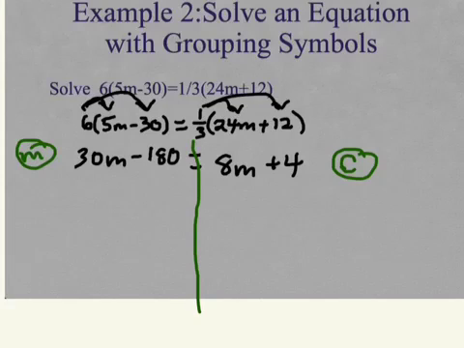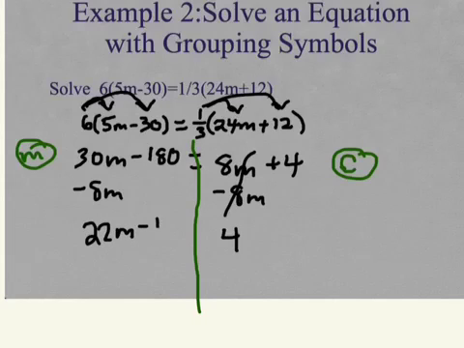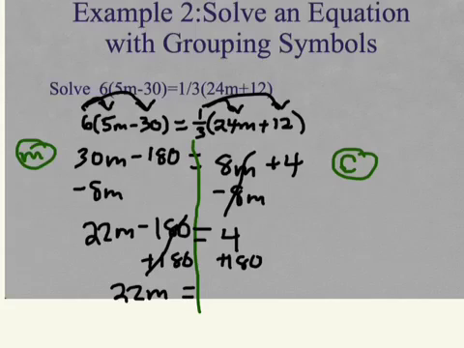All right. So here's what we're going to do. I'm going to get rid of the 8m here, because I want my m terms on this side. So when I clear that up, I recognize that this side is left with just the constant of 4, and this side now has 22m minus 180. My next step, these are still equal. My next step is to add 180 to both sides, because I've got to move this constant over here. When I do that, I'm left with 22m is equal to 184.